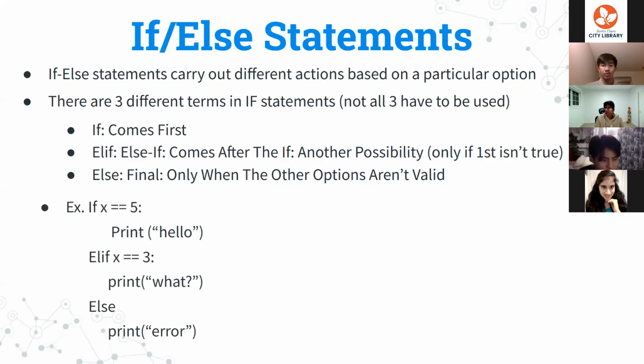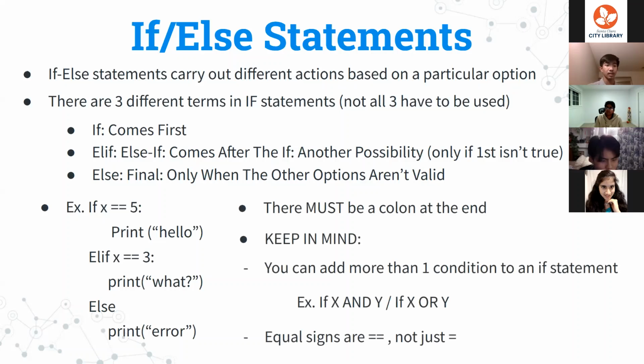For example, we can have the code: if x is equal to 5, print hello, else if x is equal to 3, print what, and else print error. Make sure to include the colons at the end of each if statement, otherwise the computer will get confused. Also note that to compare values for equality, you have to use the double equal sign rather than the single equal sign, which we just learned about. And finally, keep in mind that you can add more than one condition to an if statement. For example, if x and y, or if x or y.